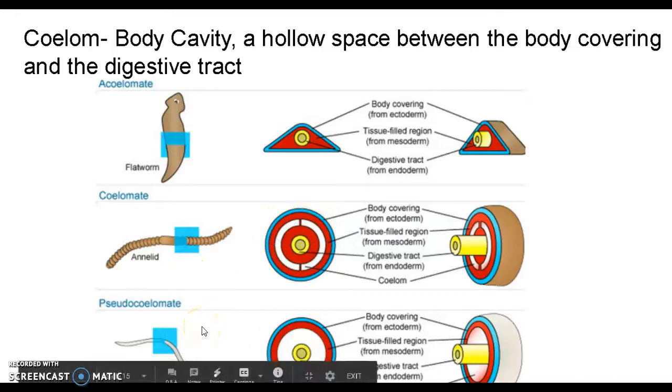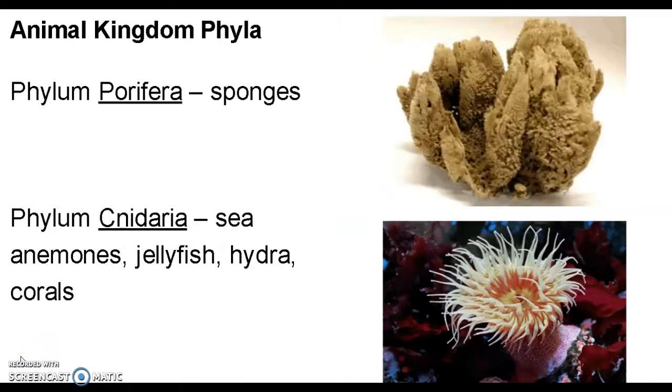And then finally, we have pseudocoelomates. These have a body cavity, but only the outside of the body cavity is lined with mesoderm. There isn't any mesoderm lining the inner digestive tract. So we will talk more about which animals have which traits as we go through each animal phylum this year. But for now, we're just going to identify the animal phyla and some examples.